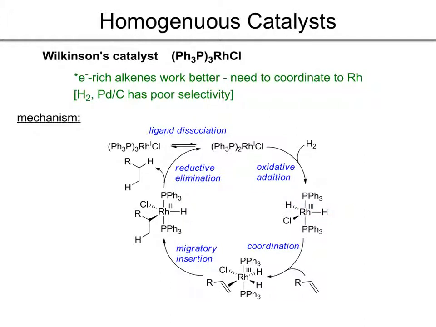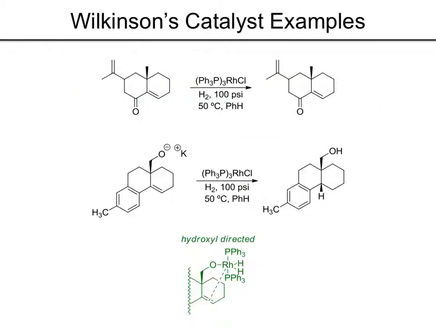We then have coordination to the alkene, followed by migratory insertion, where the rhodium is inserting into the alkene and at the same time has delivered one of the hydrogens. Reductive elimination takes the rhodium +3 back to rhodium +1, regenerating the catalyst, and at the same time releasing our reduced alkene.